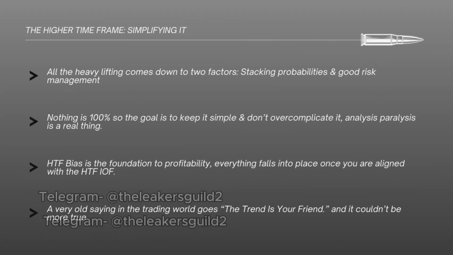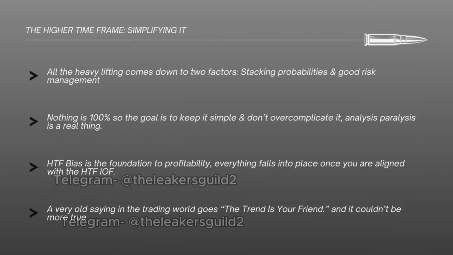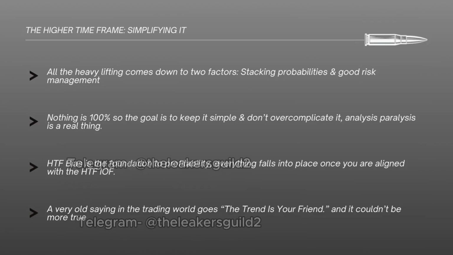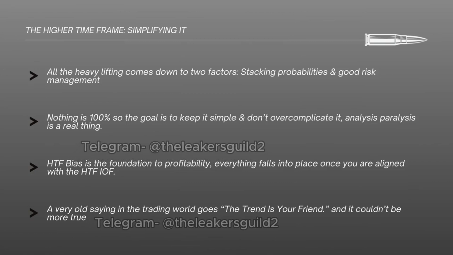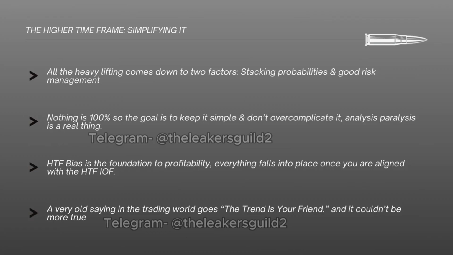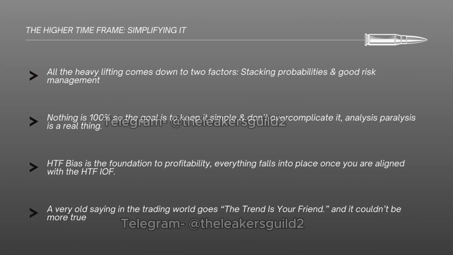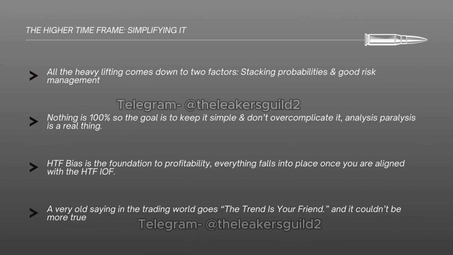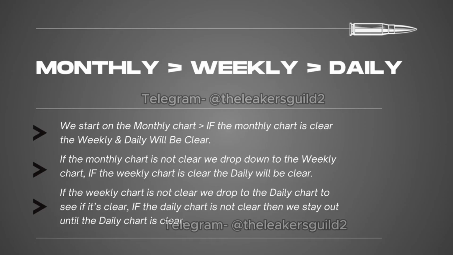Now all the heavy lifting comes down to two factors: stacking probabilities and good risk management. Why? Because nothing is 100%. So the goal is to keep it simple and not overcomplicate it. Analysis paralysis is a real thing. Higher time frame bias is the foundation to profitability. So everything falls into place once you are aligned with the higher time frame institutional order flow. And a very old saying in the trading world goes, the trend is your friend, and that is very, very true.